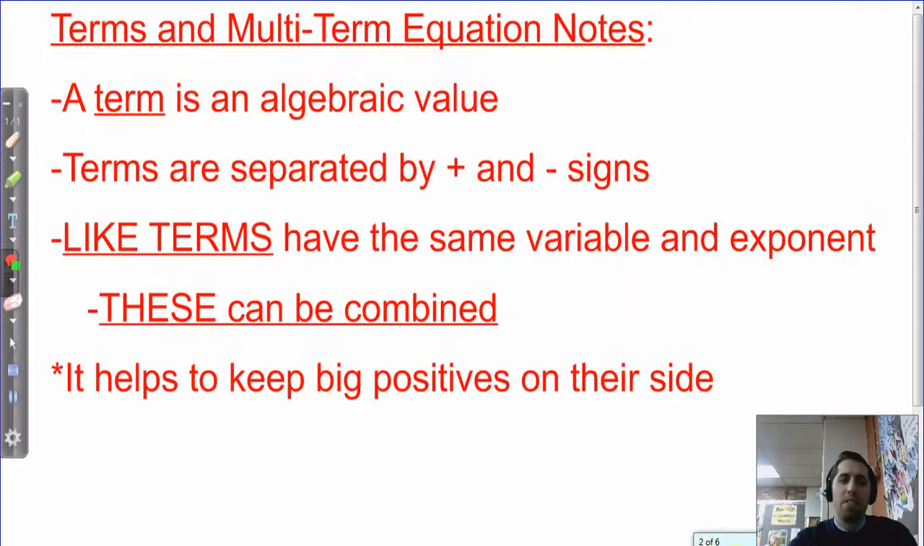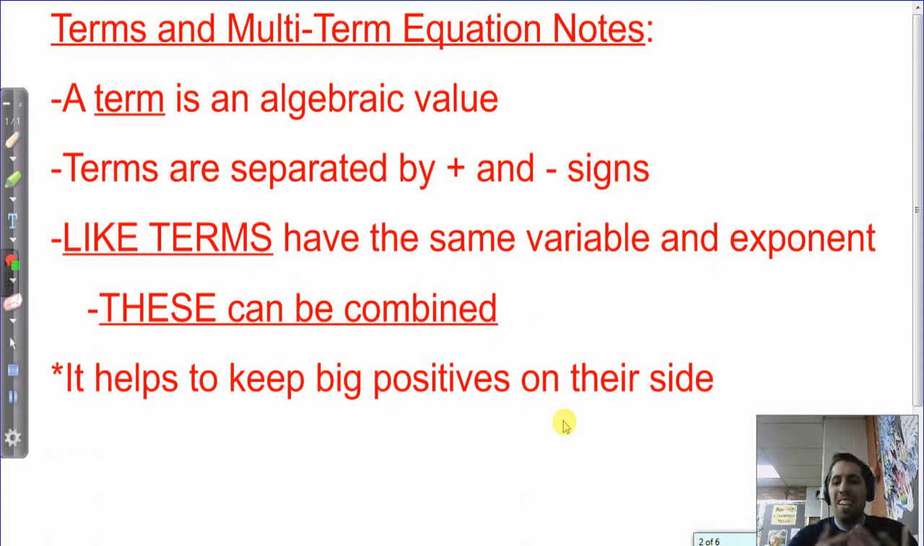But first, the notes. We have to do a little review of terms, what terms are and how we're going to use them. And the idea is that a term is an algebraic value. So it could be something like 7. That would be a constant. Or it could be like 2x. That's a value. We don't know exactly what it is because we don't know what x is, but we know that this has a specific value. It could also be something like 5j squared. So these are all examples of terms.